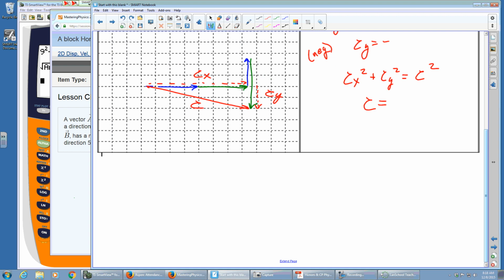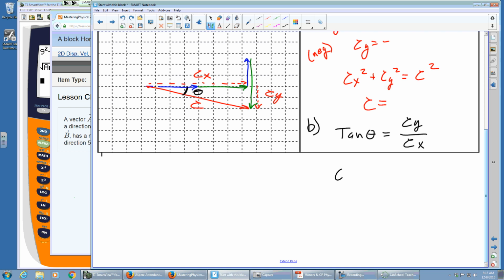And then for part B, they want to know the angle of this below this axis. So they want to know the angle theta here. And again, I have the adjacent and I have the opposite. It's a right triangle. So I'm going to again do the tan of theta is opposite CY over adjacent CX. And those are lengths, not vectors. So don't put in the negative for CY. It's the length of that side. So it's just a positive value.